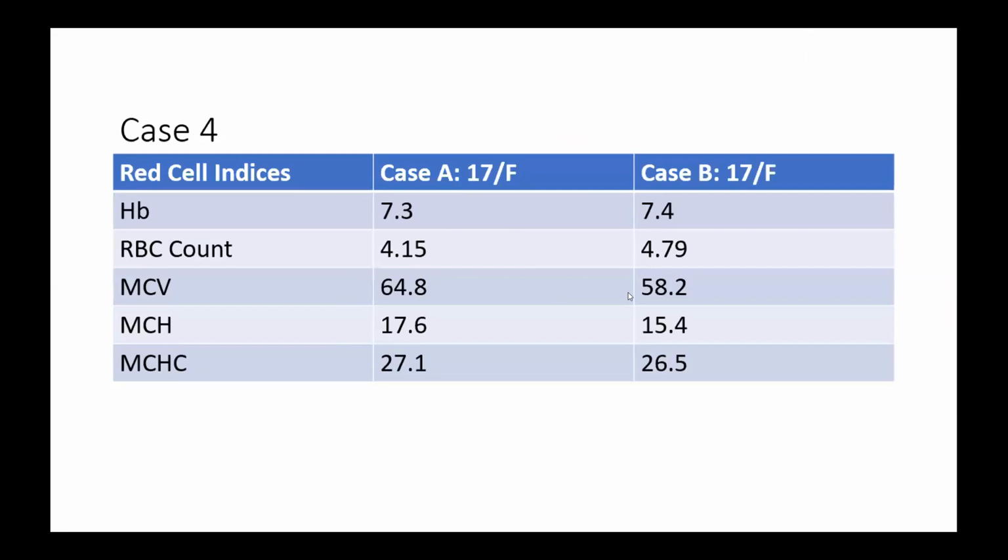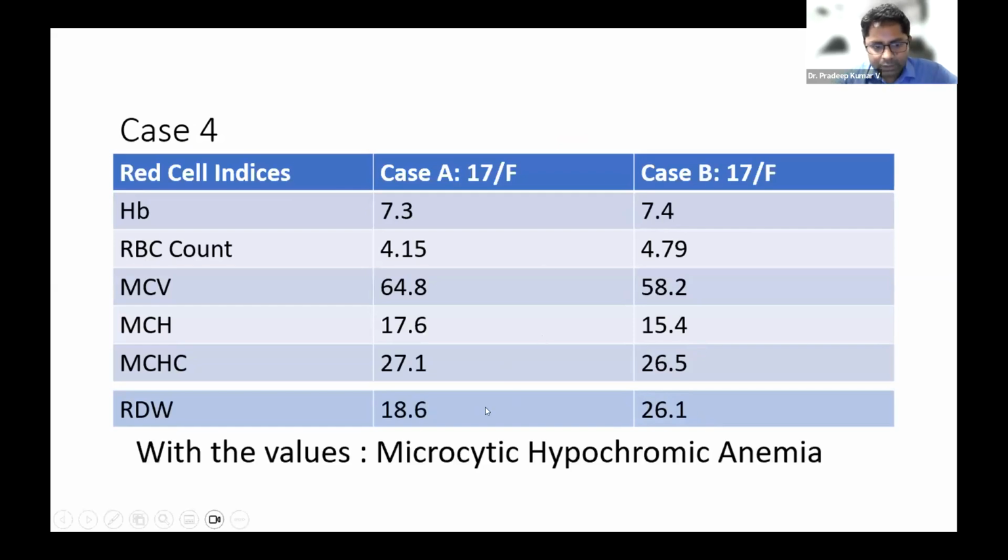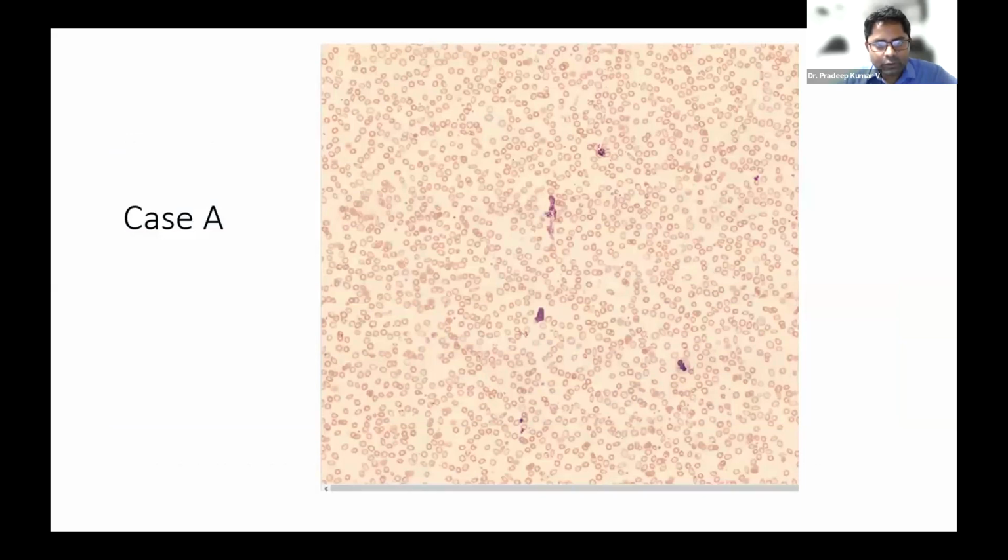Yes, RDW. So let's put RDW here: 18.6 and 26.1. And RDW, as we know, is a measure of anisocytosis, at least. So we know that we have to look at a lot of variation in case B rather than in case A. But if we are just looking at these numbers, we might say, okay, this is just microcytic hypochromic anemia and let's proceed further. So this is case A.